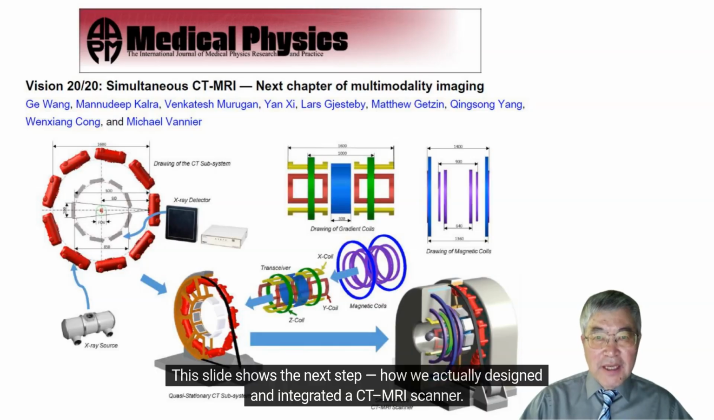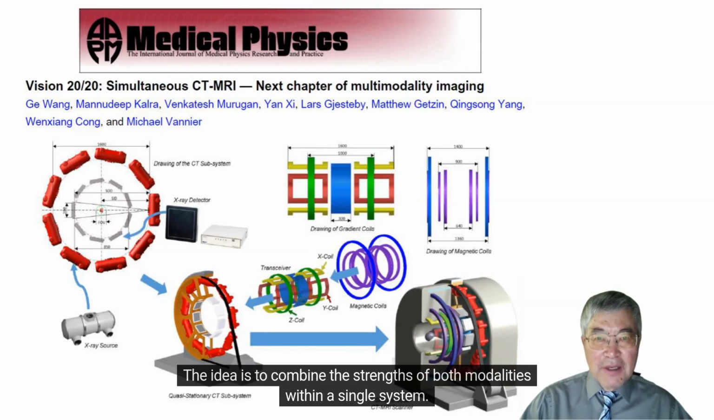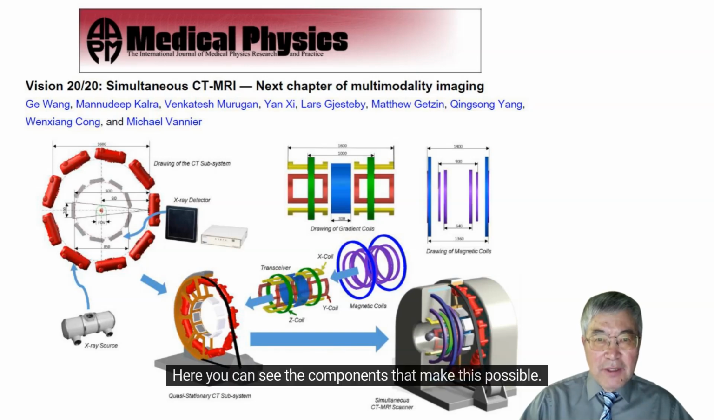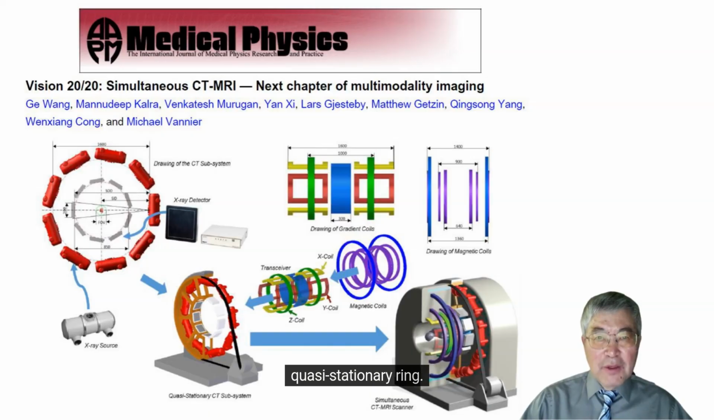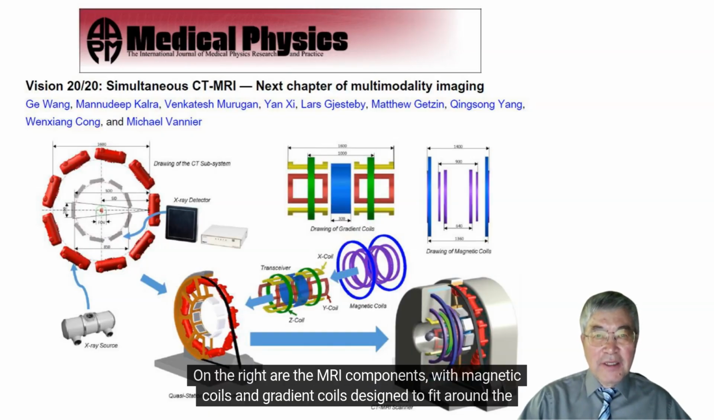This slide shows the next step, how we actually designed and integrated a CT-MRI scanner. The idea is to combine the strengths of both modalities within a single system. Here you can see the components that make this possible. On the left, we have the CT subsystem, including the X-ray source and detector arranged in a compact quasi-stationary ring. On the right are the MRI components, with magnetic coils and gradient coils designed to fit around the same imaging volume.